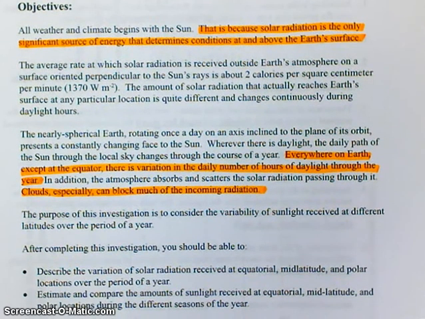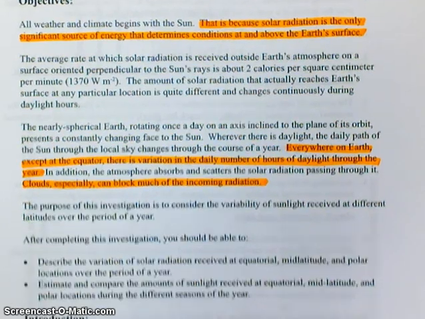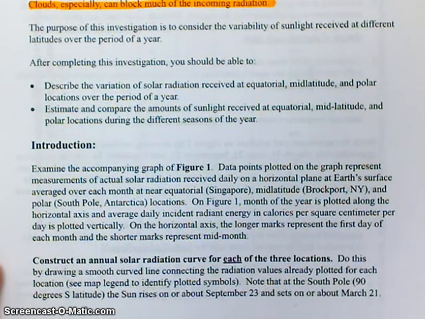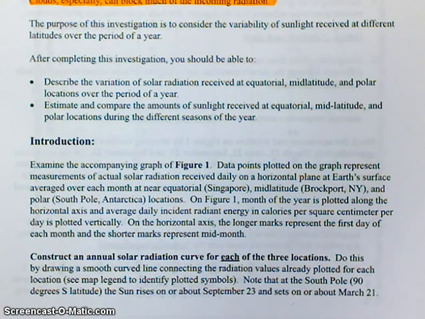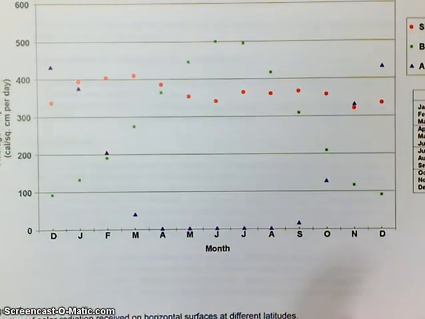So the purpose of this investigation is to consider the variability of sunlight received at different latitudes over the period of a year. All right, moving down, let's look at the introduction. It says, examine the accompanying graph of figure 1. All right, hang on just a second. Let me find my color one. Okay, here is figure 1.